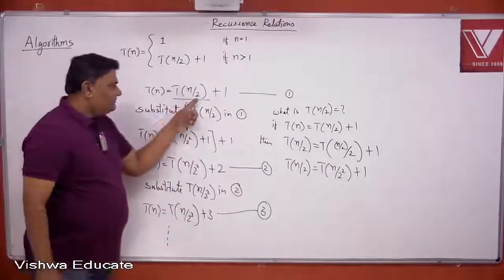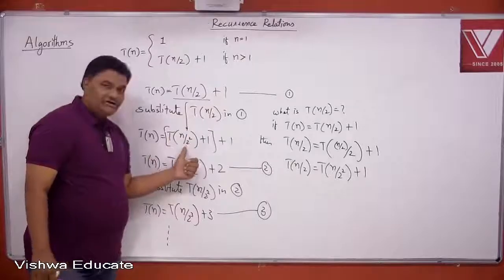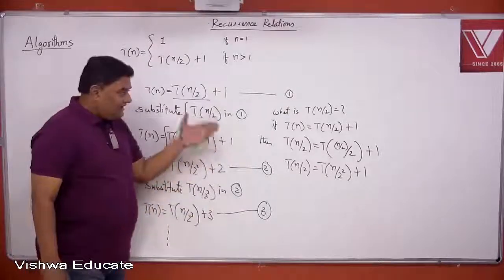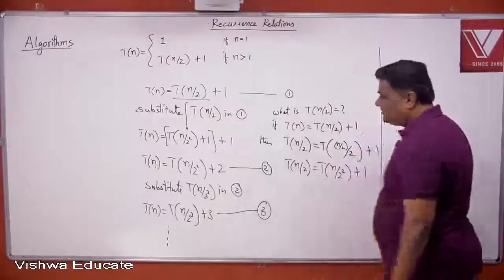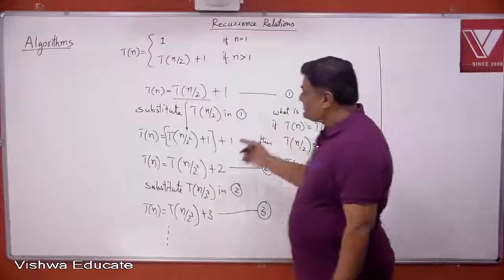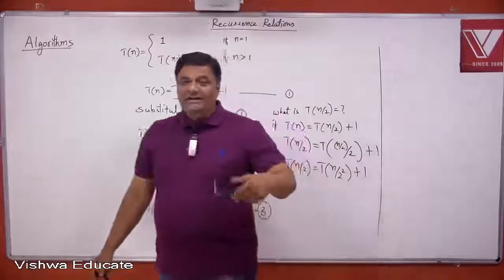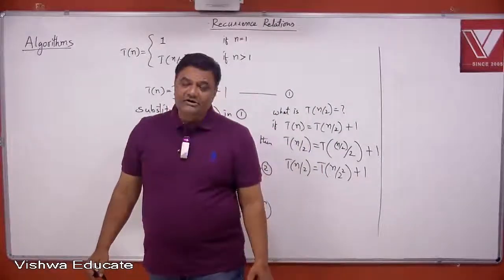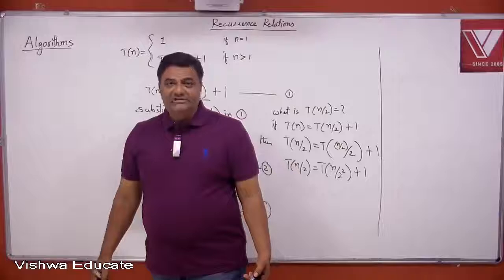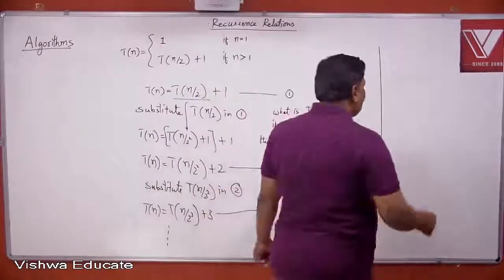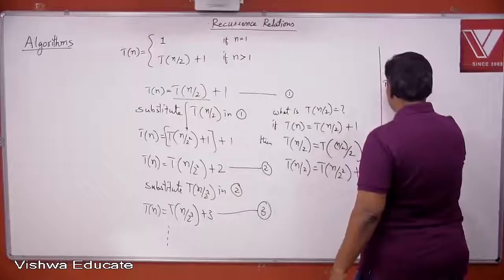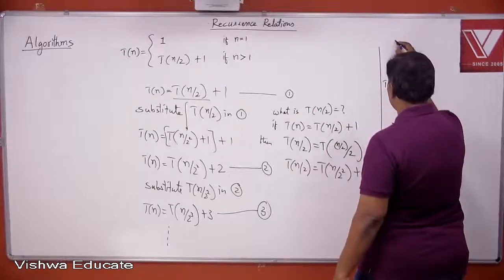Now it was n/2. I made it n/2 squared. Then I made it n/2 cubed. If I continue, here I write. How many times I should do it? See, this is the induction method or back substitution method. We call it the induction method or back substitution method. If I go on doing it like this, then up to what should I do? I should continue for k times. So I will write it here.